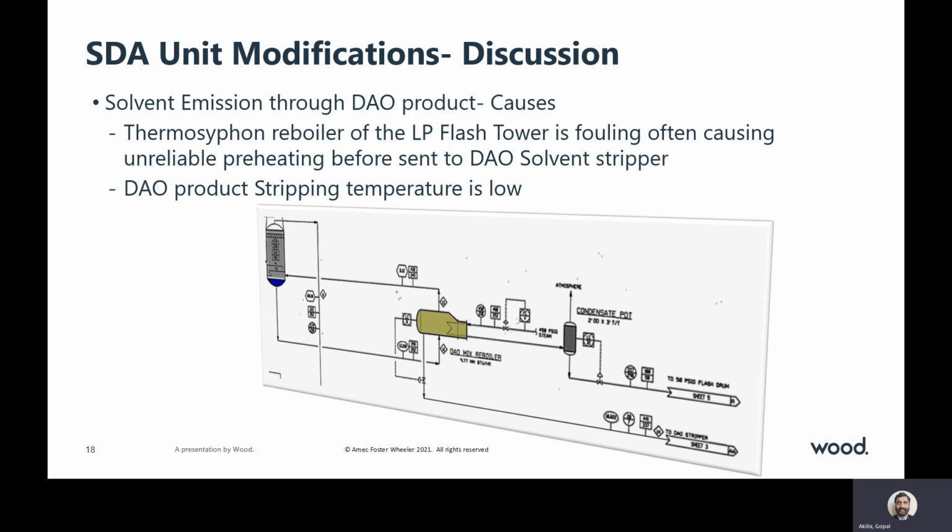Solvent emission through DO product. What are the causes? The thermosiphon reboiler in the LP flash tower is failing often, causing unreliable preheating before being sent to the DO solvent stripper. The LP flash tower, which is below the high pressure flash tower, has this thermosiphon reboiler failing so often that the downtime is significant.